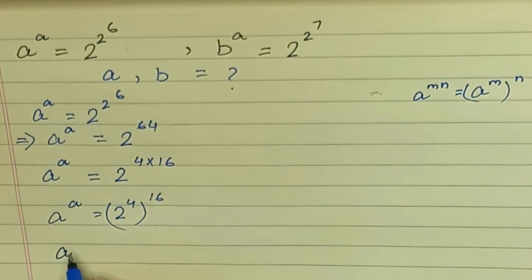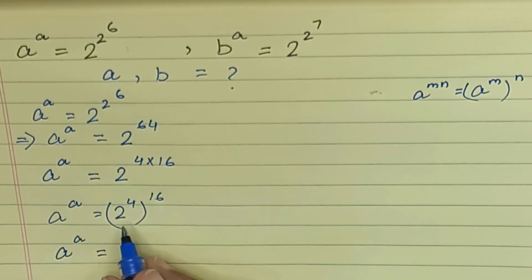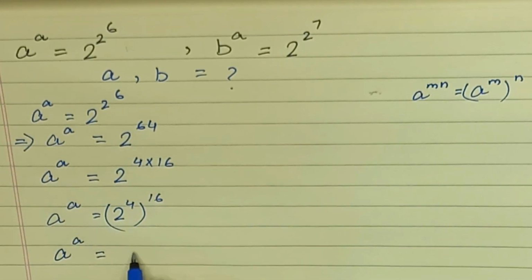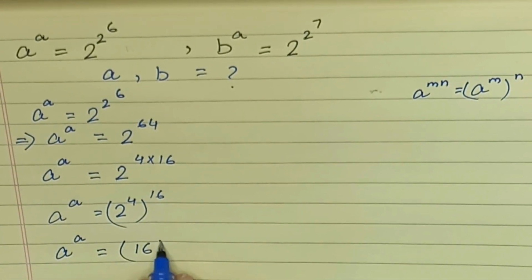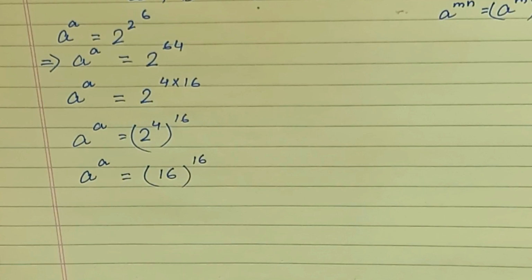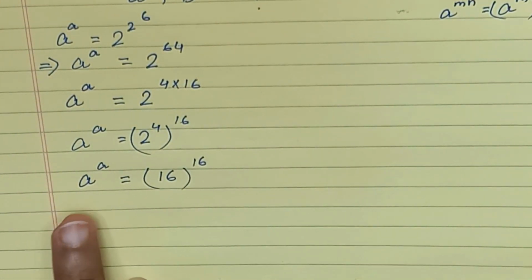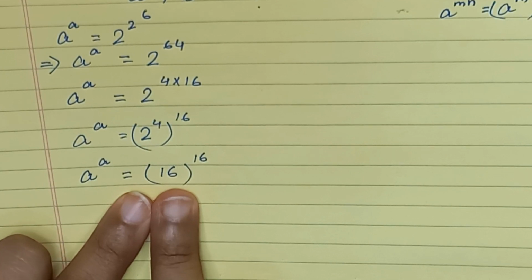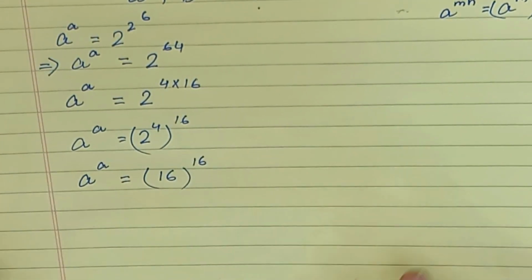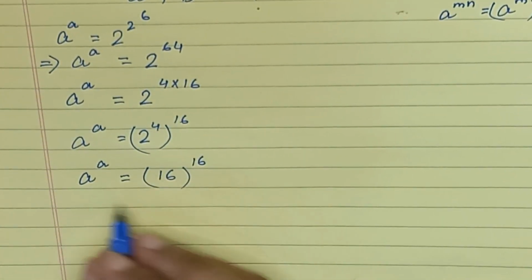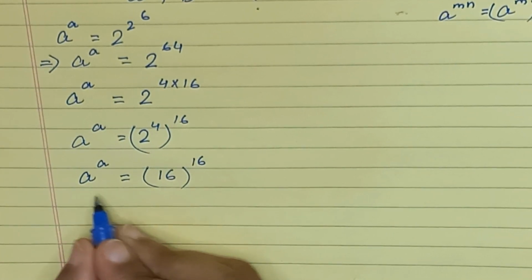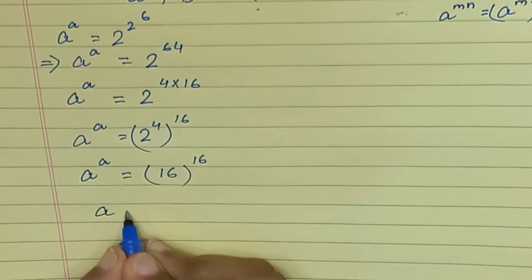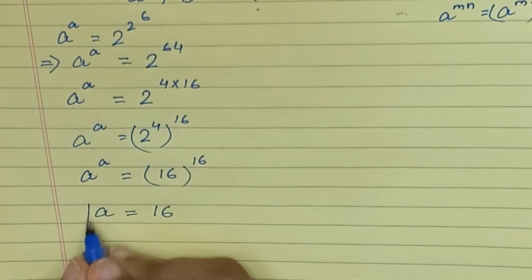So from here, a raised to the power a is equal to 2 raised to the power 4, which is the same as 16. So it will become 16 raised to the power 16. Now you can see that on the left side something has power itself, and on the right hand side 16 has itself power. So when we compare, the value of a will be equal to 16.